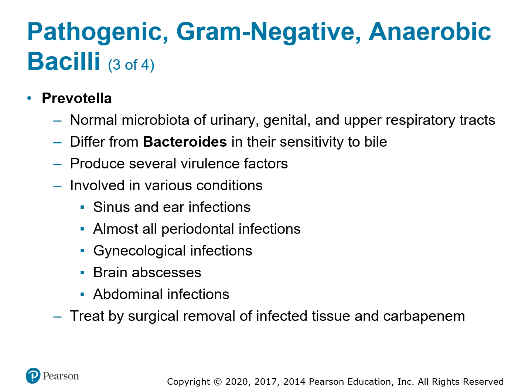Prevotella. This is a normal microbiota that you find in the urinary, genital, and upper respiratory tracts. This is different from the bacteroides in its sensitivity to bile. It produces several different virulence factors. It's involved in various conditions, including sinus and ear infections, almost all periodontal infections, which has to do with your teeth, gynecological infections, brain abscesses, and abdominal infections. It's treated by surgical removal of the infected tissue and then some medication.